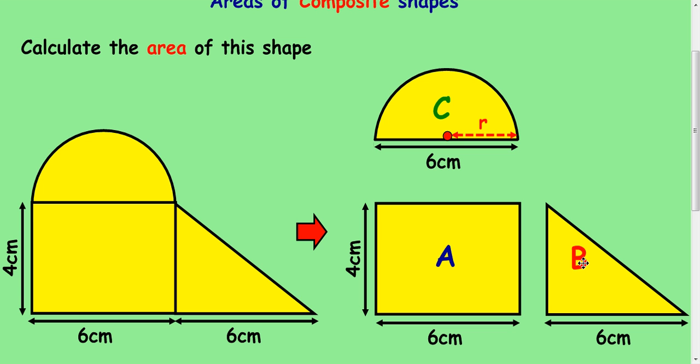For part B we need the area of a triangle, which is a half base times height, or a half length times breadth, or length times breadth divided by 2, whichever way you've been taught. So that's 6 times 4 divided by 2. And then we want the area of a circle halved. So A equals pi r squared, and you can divide it by 2 at the end or divide it by 2 in the formula. But make sure you use r and not the diameter, which is 6 here.